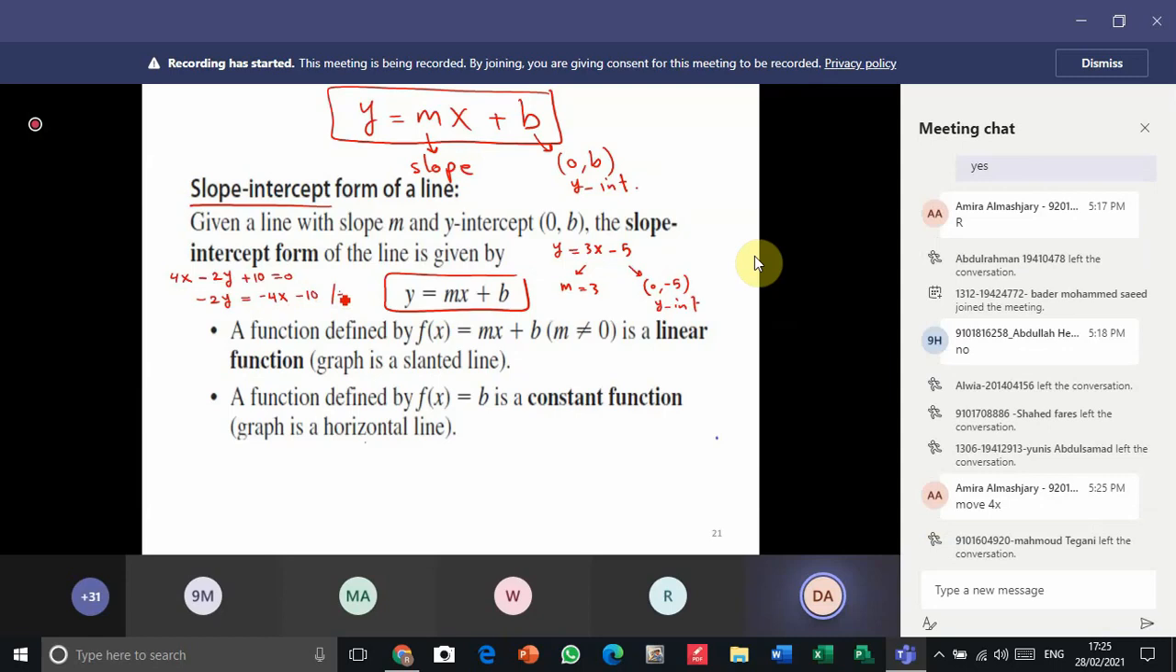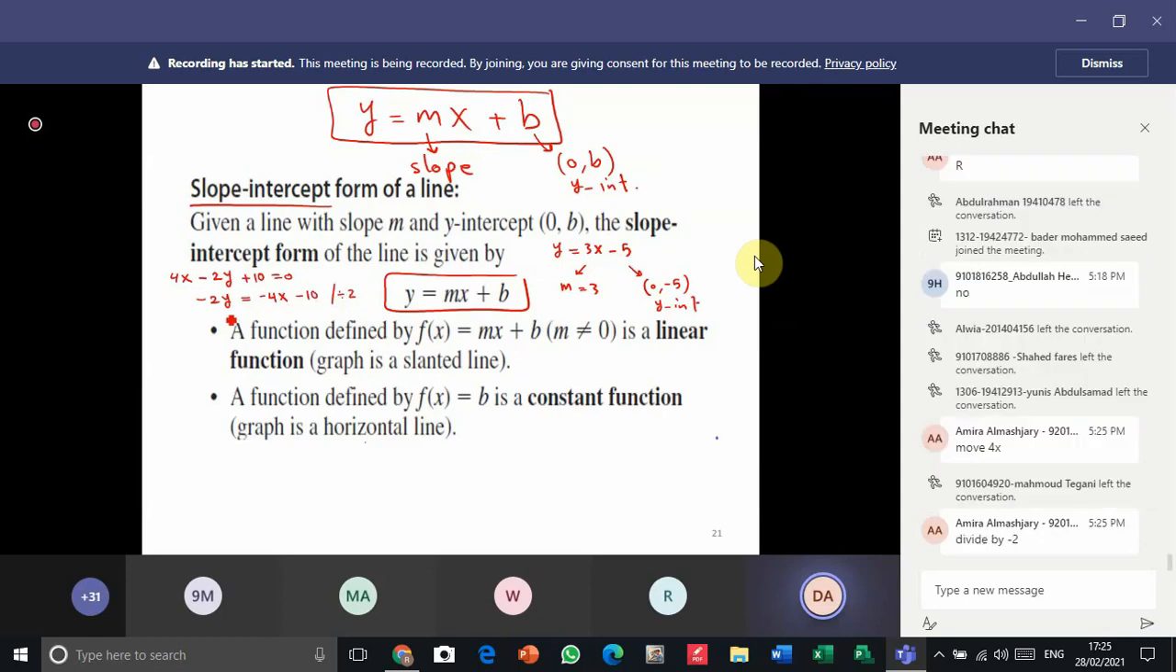So we need to divide by negative 2. By dividing by negative 2 we have y, and negative x over negative 2 gives one half x, negative 10 over negative 2 gives positive 5. So we can obtain the slope equal to one half and the y-intercept (0, 5). Okay, good.